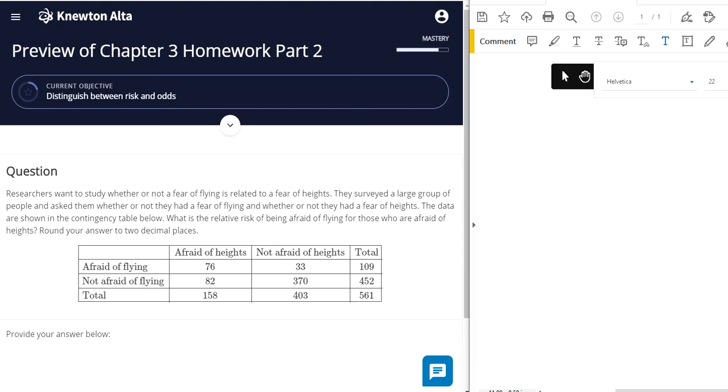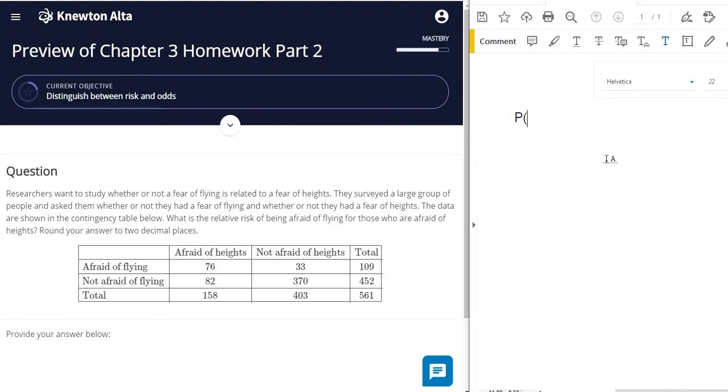So to compute a relative risk, what you want to do is calculate the probability of one group of people having a characteristic and divide it by the probability of everyone else having the characteristic. Like in this example, the characteristic in question is being afraid of flying. So what is the relative risk of being afraid of flying for those who are afraid of heights? Let's first set up the formula for what we want to do.